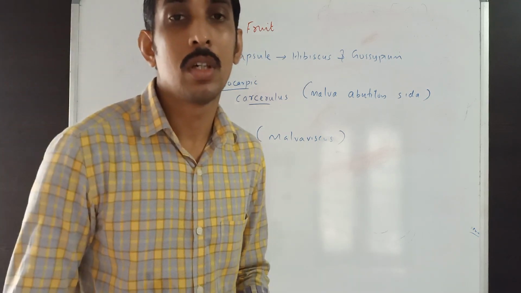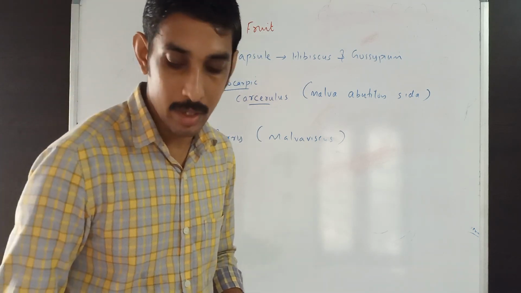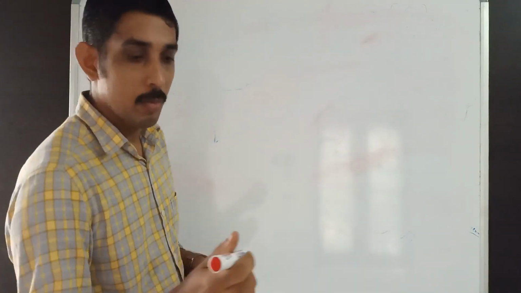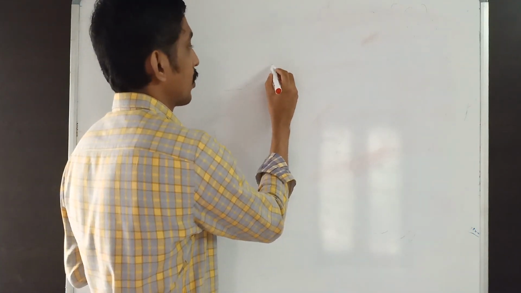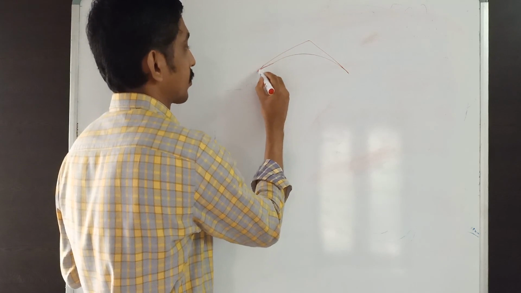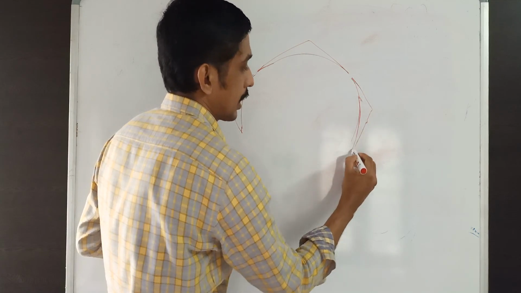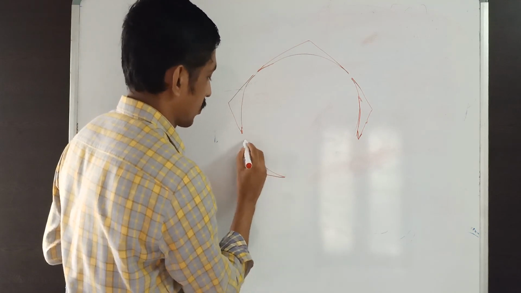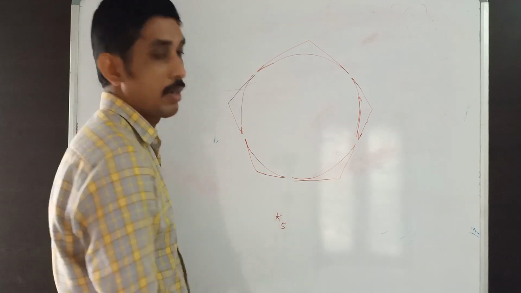Next, let us study the floral formula and floral diagram of this plant. When we take the case of calyx, I already told you that the calyx is made up of 5 sepals. So I draw here one sepal, sepal 2, sepal 3, 4 and 5. All the sepals are arranged face to face. That is why we call it valvate. So calyx is 5 in number.